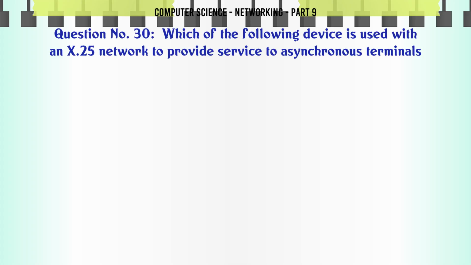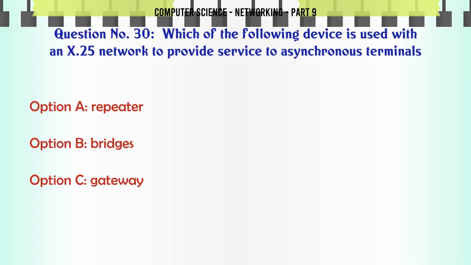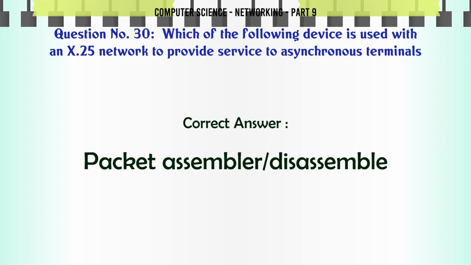Which of the following devices is used with an X.25 network to provide service to asynchronous terminals? A. Repeater, B. Bridges, C. Gateway, D. Packet assembler disassembler. The correct answer is packet assembler disassembler.